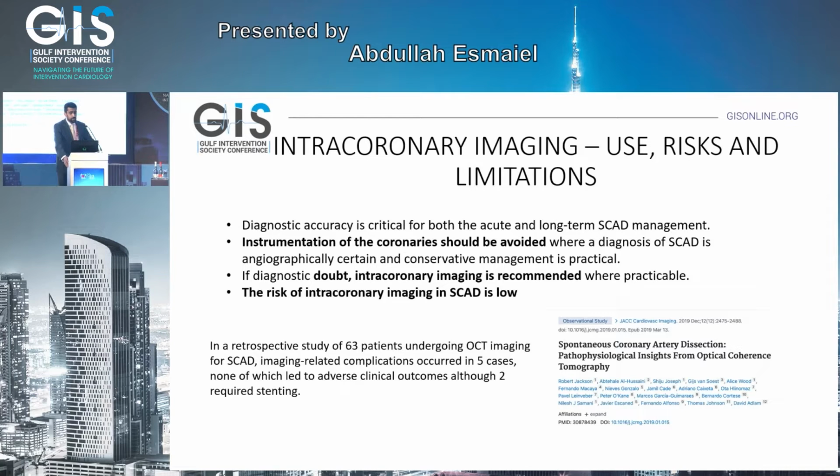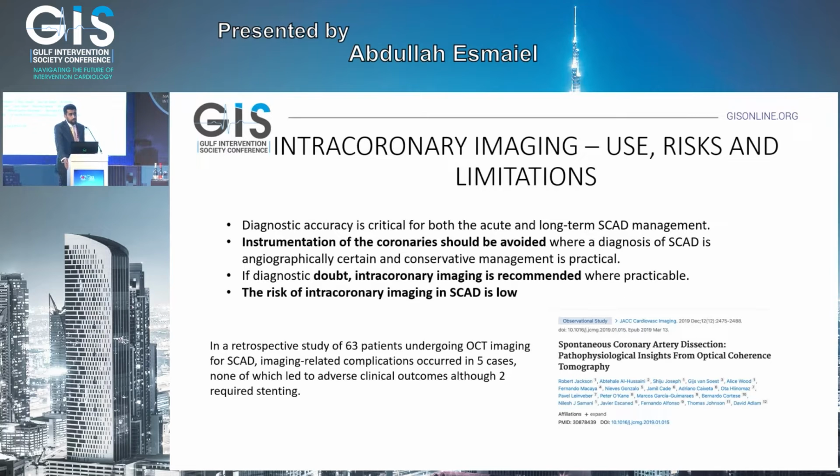Now, if you have your diagnosis, very good, excellent. You don't have to do anything else, especially if the patient is pain-free and the territory affected is small. In these cases, less is more. Don't instrument the coronaries. Don't do anything else. But if you are not sure about the diagnosis, then you may want to confirm it. The only way to confirm that is by doing intracoronary imaging.